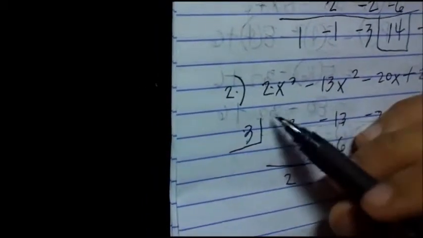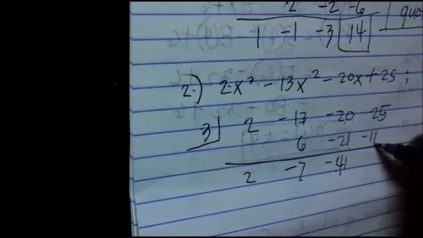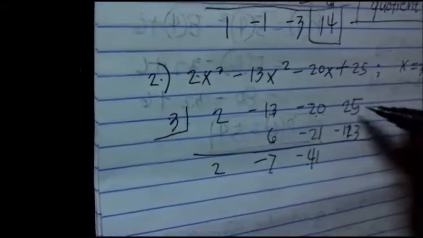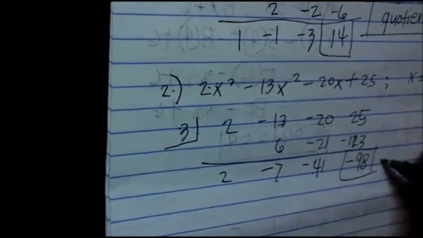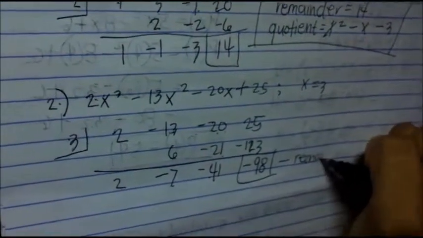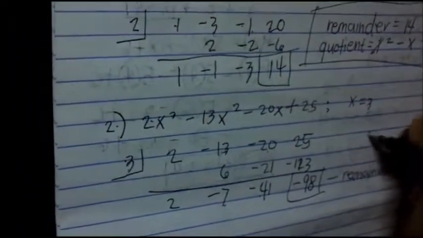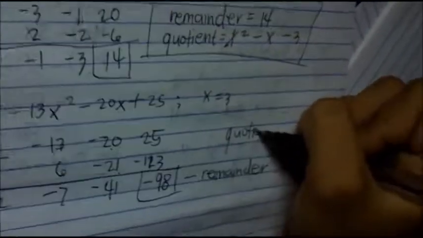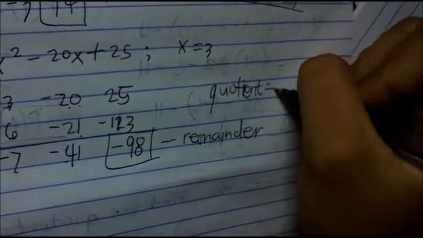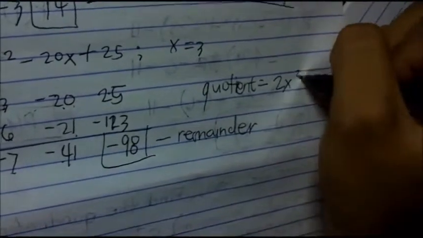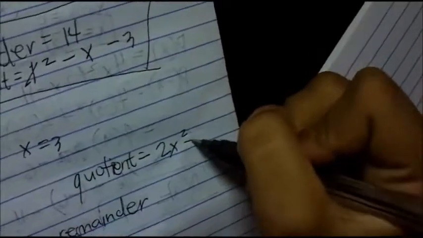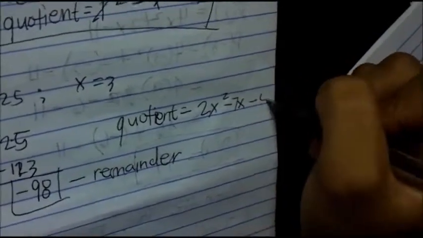Then negative 41 times 3 is negative 123. Then 25 plus negative 123 is negative 98. So our remainder is negative 98. Then our quotient is 2x squared minus 7x minus 41.